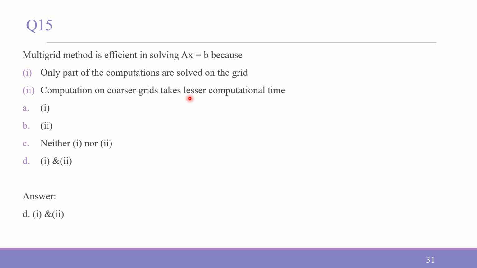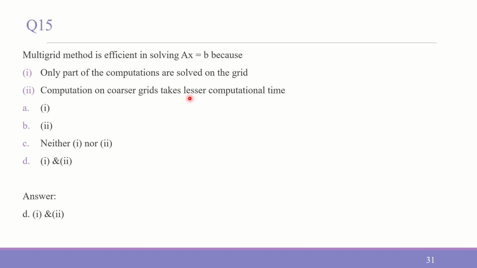Why? Because what is multigrid? The multigrid method is like we are going from finer grid to coarser grid. In each grid we are damping out the concerned error: one small wavelength error we are solving in the finer mesh, the next larger wavelength error we are solving in the next larger grid, and in the further larger grid we are solving the further larger wavelength errors. So only part of the computations are being solved on that grid size. So the first statement is true.